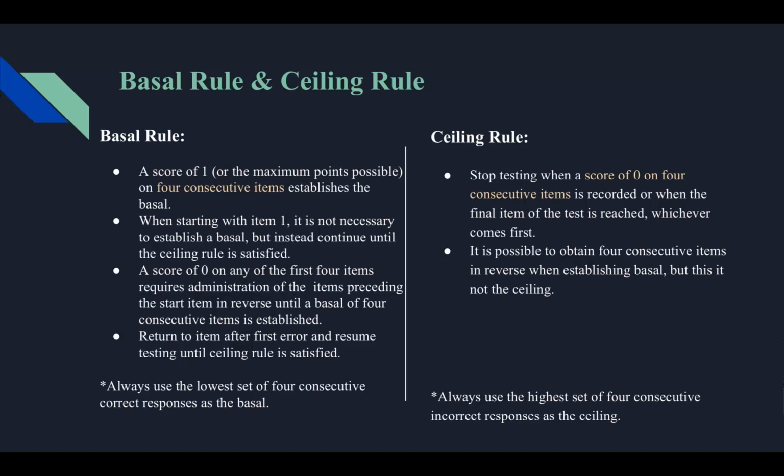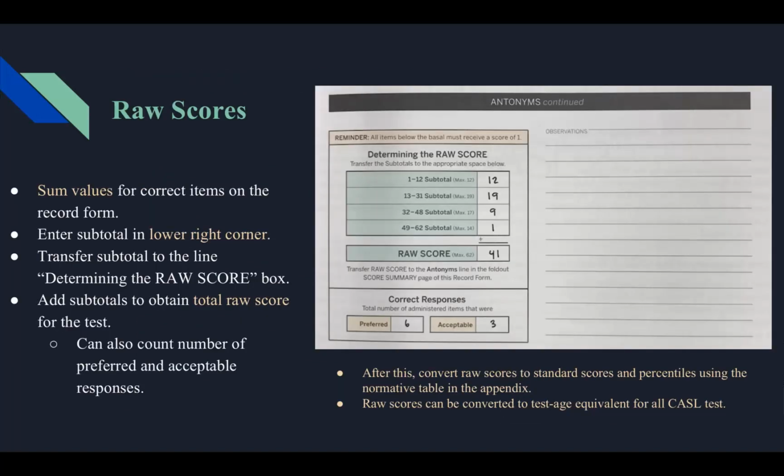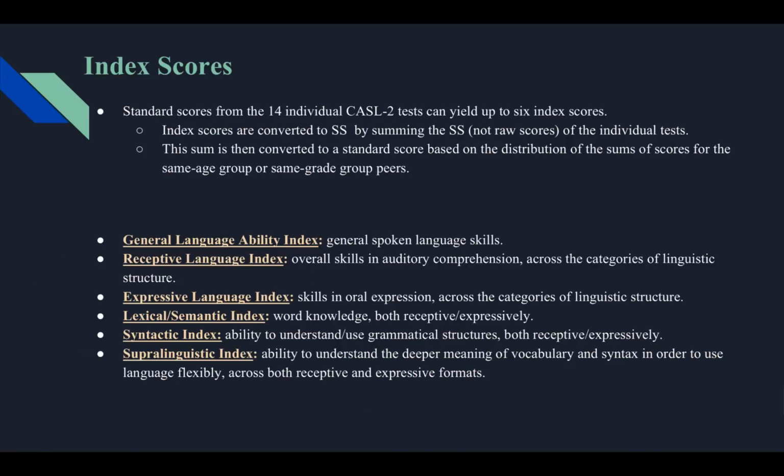To determine the raw score, sum values of correct responses. Add the subtotals to obtain the total raw score for the test. You can also count preferred and acceptable responses. The CASL-2 also provides 6 index scores, which are calculated by adding the sums of the standard scores of each subtest. The 6 index scores include General Language Ability Index, Receptive Language Index, Expressive Language Index, Lexical and Semantic Index, Syntactic Index, and Supralinguistic Index.